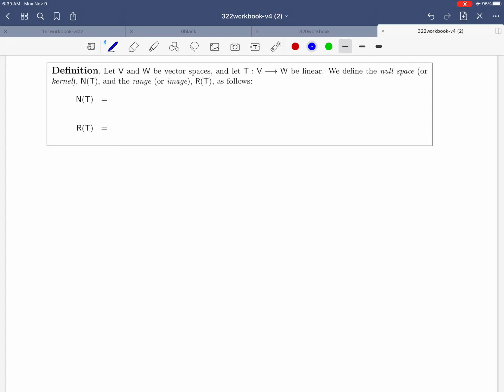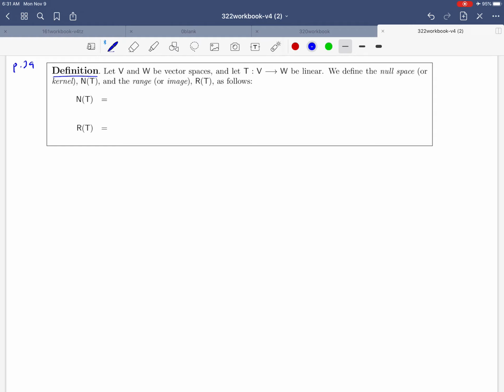Welcome back, everybody. We are still looking at page 39 of the workbook, and in this video, we're going to talk about a very important definition associated with linear transformations. Okay, let's read through this together. So let V and W be vector spaces, V is our domain, W is our codomain, and let T from V to W be linear.